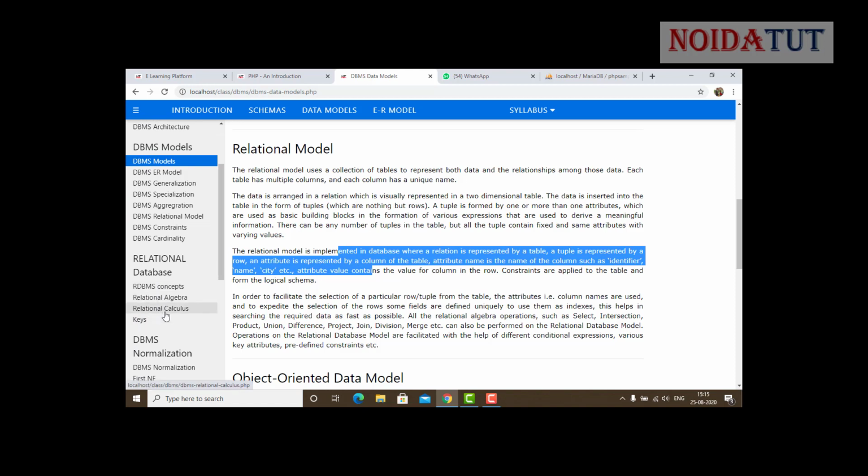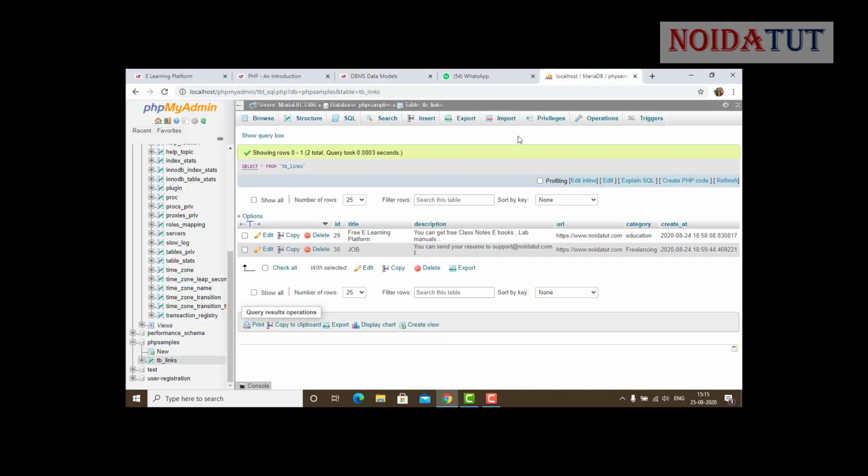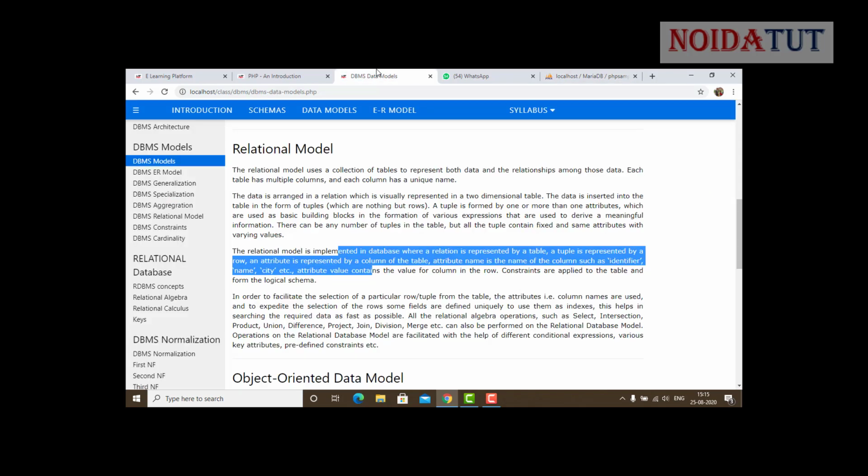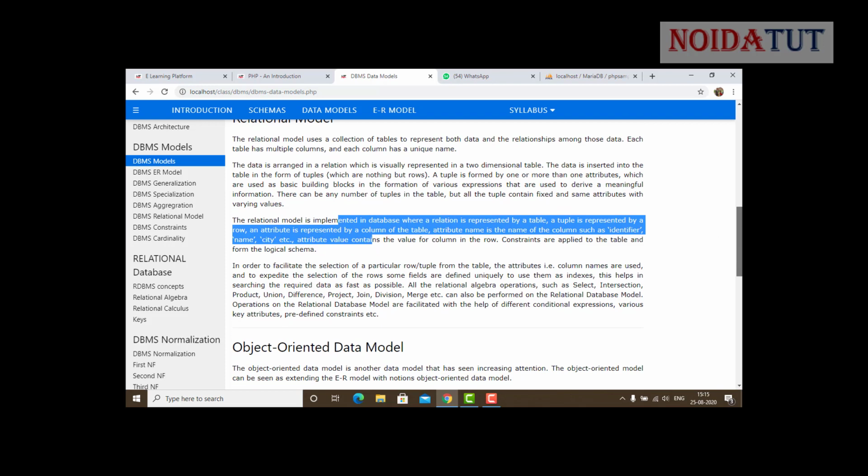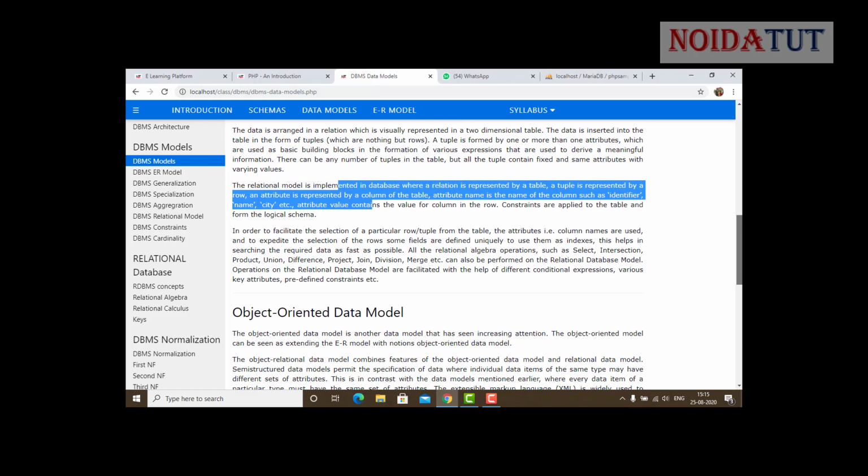Then we have keys. Keys are the values which help you to identify a particular entity uniquely. In this case we have id. In the table you can see that id is the particular thing which can identify the entire row uniquely. Now this is what we have about the relational model.